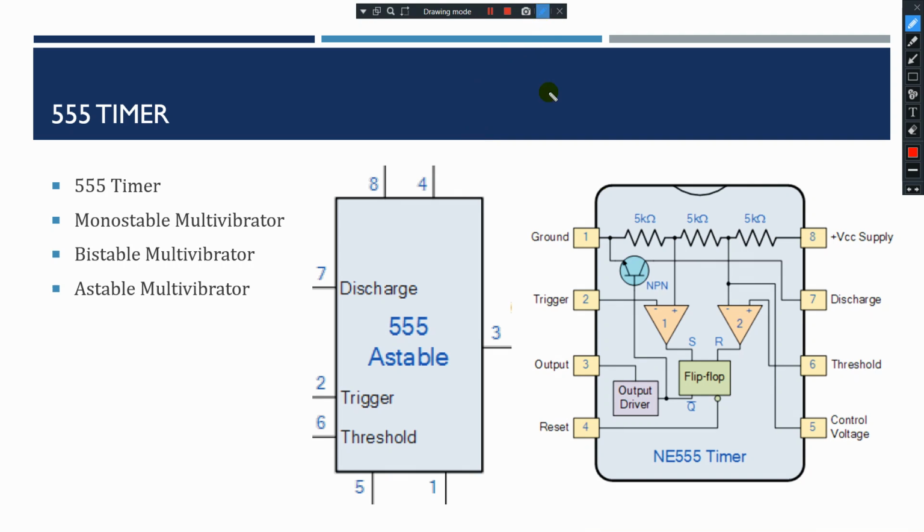Okay, next pin number 6. It's called threshold. It is the positive input to comparator 2. It's a positive input.